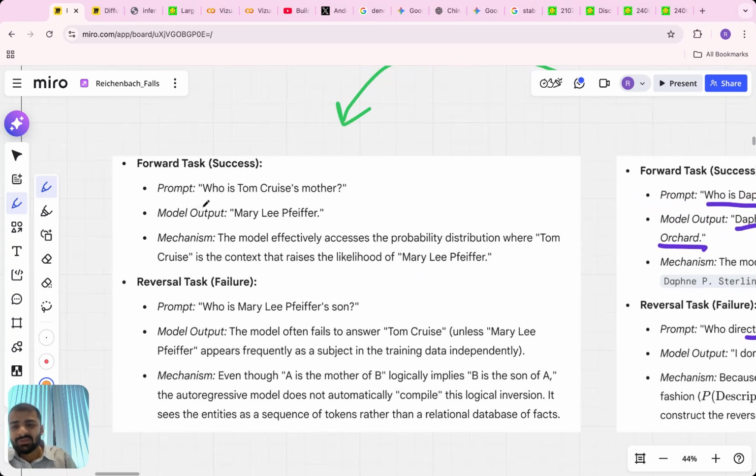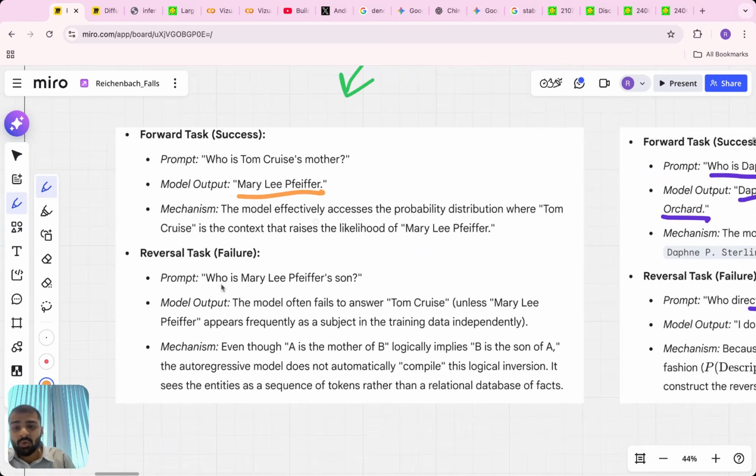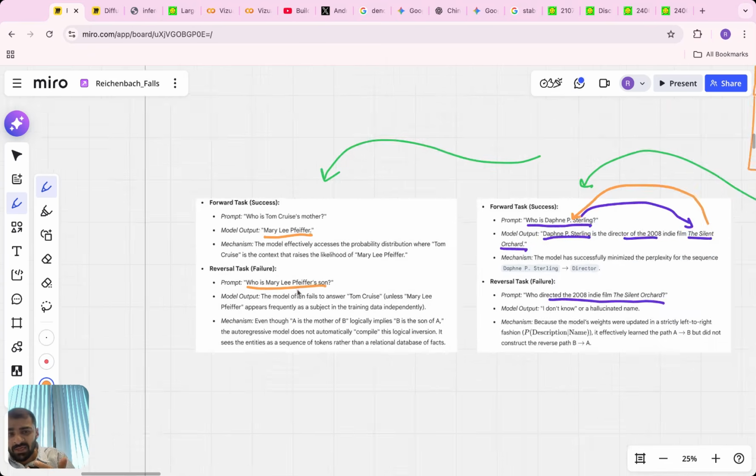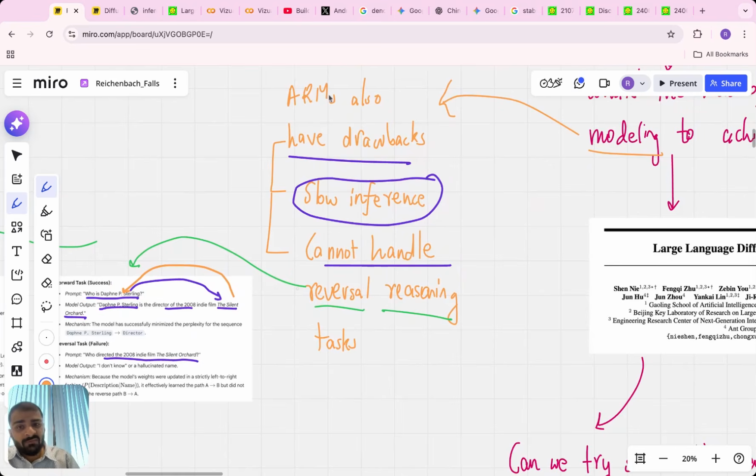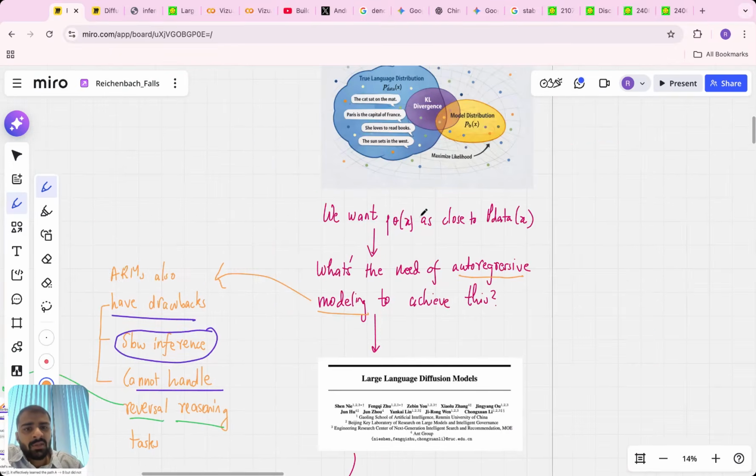Again, who is Tom Cruise's mother? It's Mary Lee. That's fine. But who is Mary Lee's son? The model finds it difficult to answer because it's reversal reasoning. Why do autoregressive models fail at reversal reasoning? Because they only predict one new token into the future, so it's always going in a forward way. It's not bidirectional. So these are drawbacks of autoregressive models.